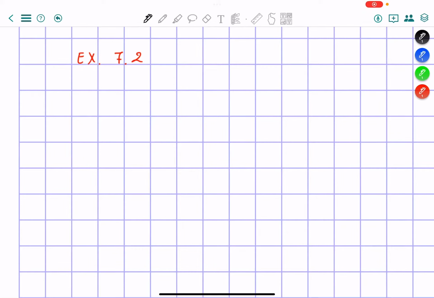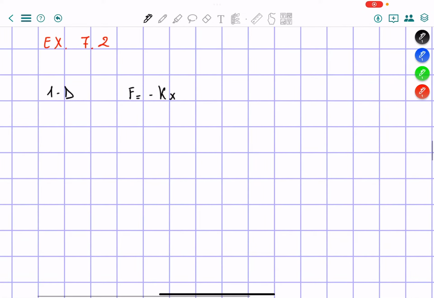In exercise 7.2, we are asked to solve a problem in one dimension only, so a 1D problem, and our particle is subject to a force equal to negative kx. Now, how do we solve it? Well, first of all, we know that F is equal to negative del U.